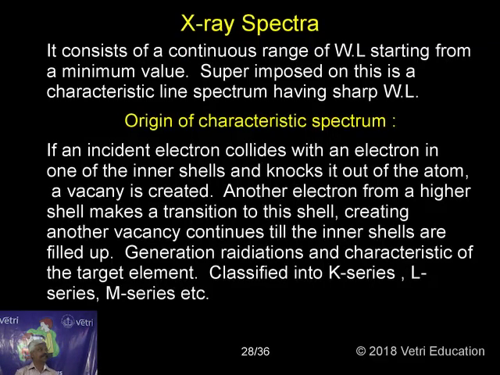It consists of a continuous range of wavelength starting from a minimum value. Superimposed on this is a characteristic line spectrum having sharp wavelengths. That is the sharp line L. There is a line spectrum we are getting. That is called actually a continuous X-ray spectrum.